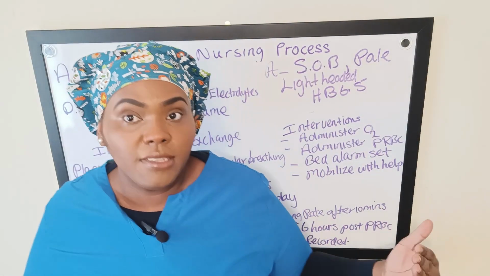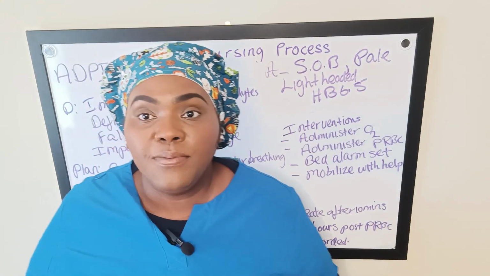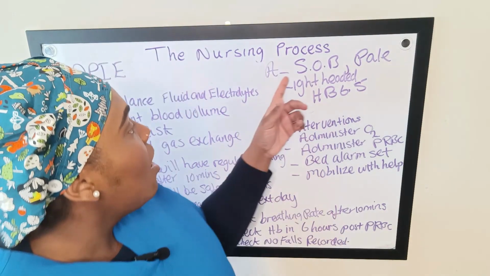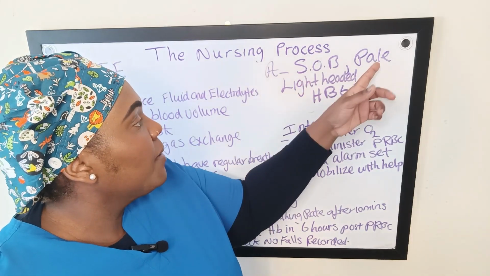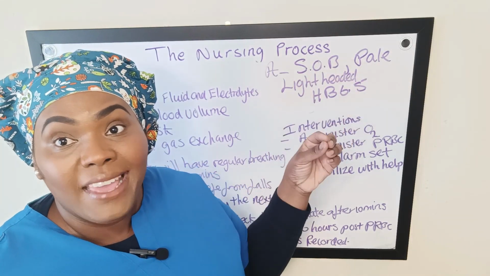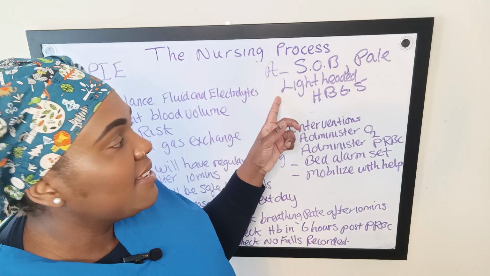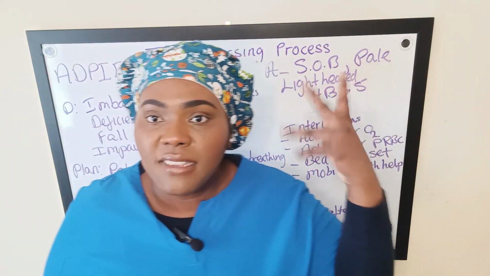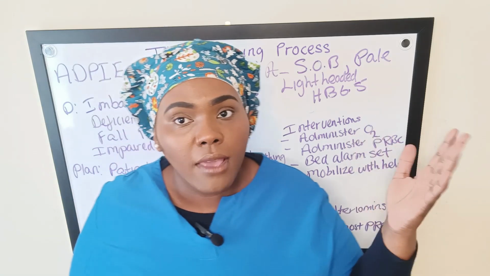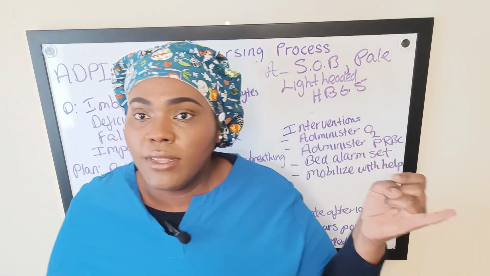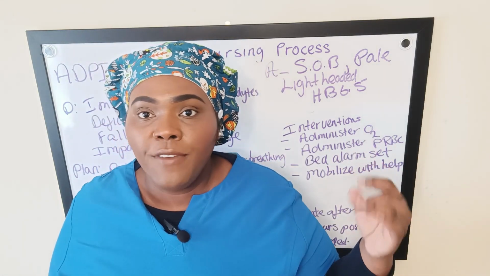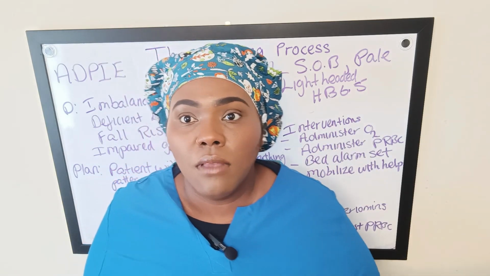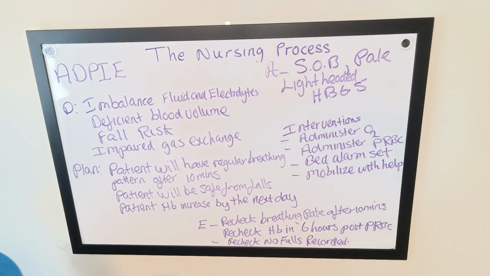So this patient in this scenario has presented to us with certain symptoms. Let's get into the symptoms. Our patient has shortness of breath. The patient looks pale. This patient has lightheadedness and their HB is 6.5. So your mind should be buzzing. Okay, what's wrong with my patient? Shortness of breath, HB 6.5. Lightheadedness. They're looking pale. Okay, what is our diagnosis?